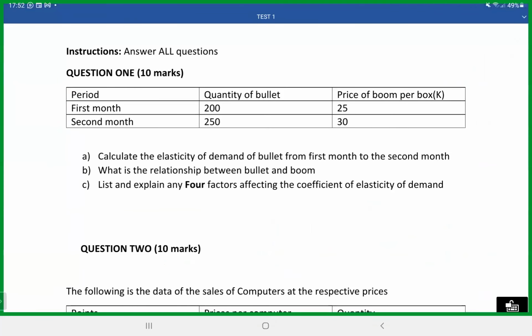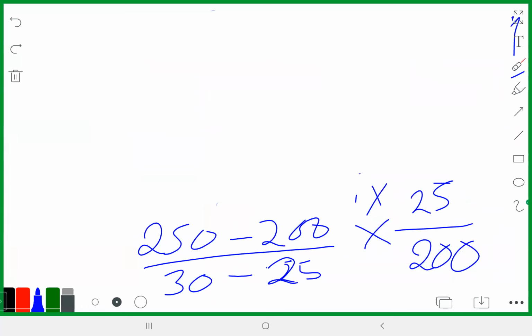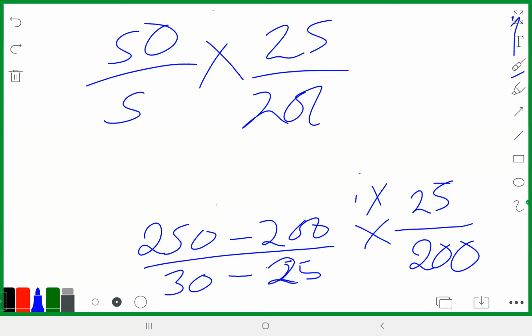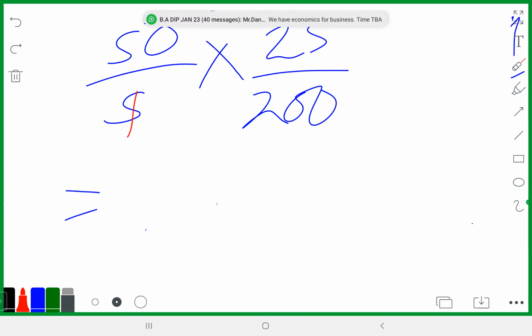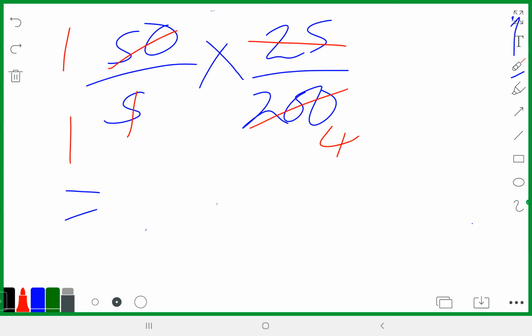The figures, we are getting them in the table here, from first month to the second month. So the new quantity will be 250, the old quantity will be 200, the new price will be 30, the old price will be 25. So let's do that. We have 50 divided by 5, times 25 over 200. What do we find as the cross elasticity of demand? 5 into 25, 5; 5 into 200, 40. So you have 5 over 4.